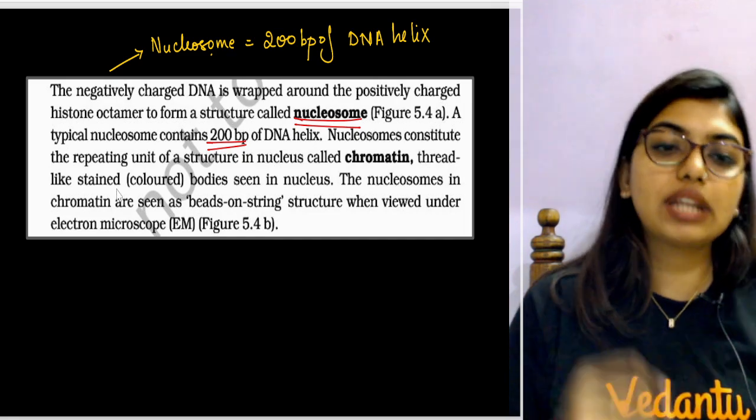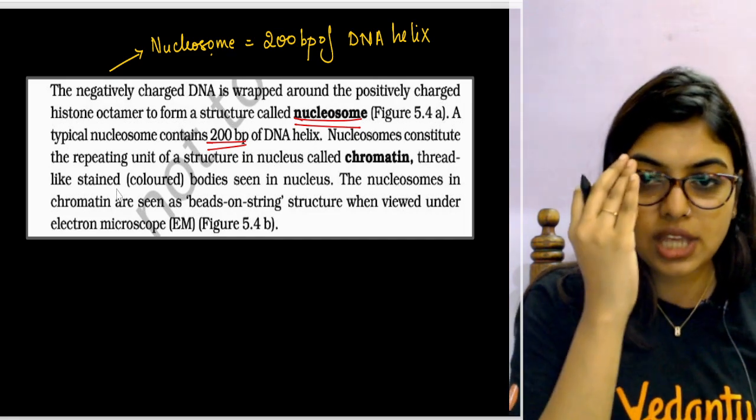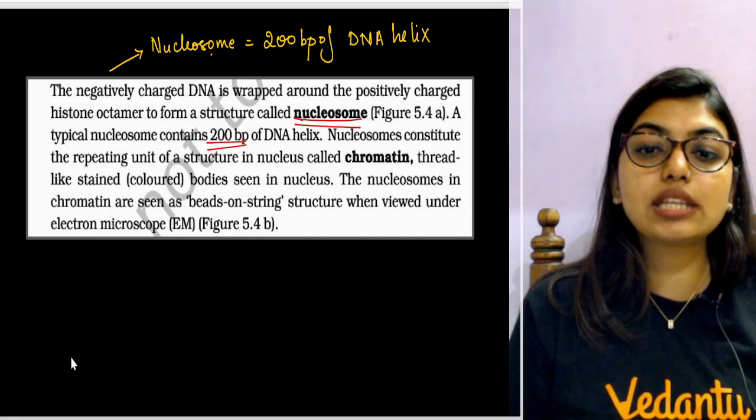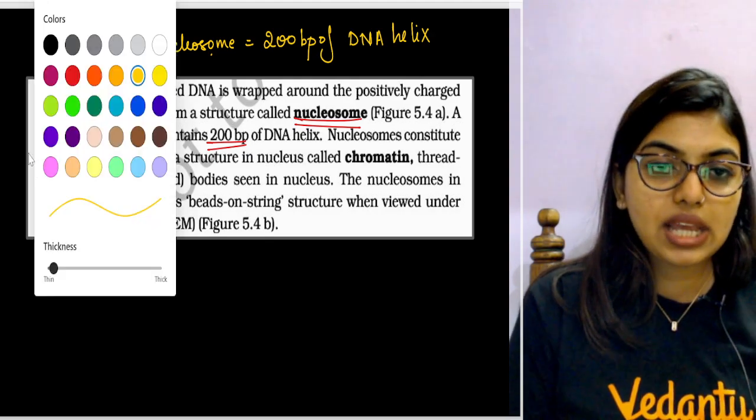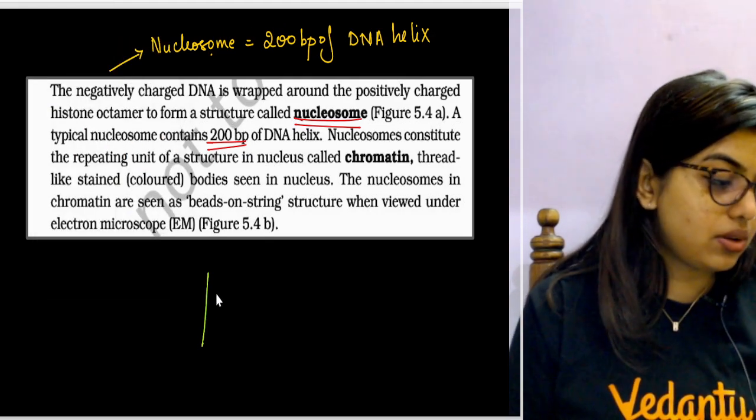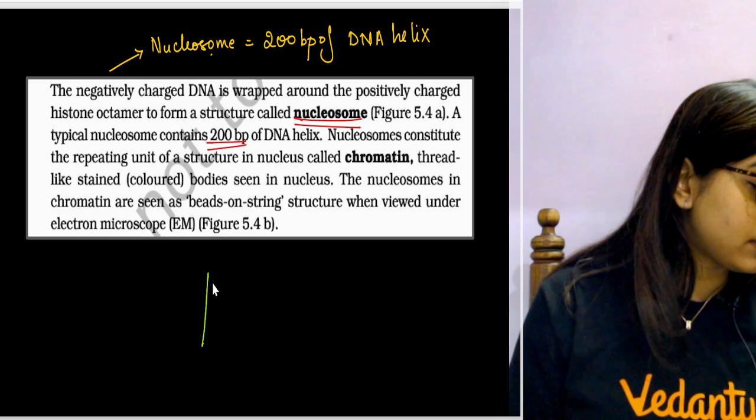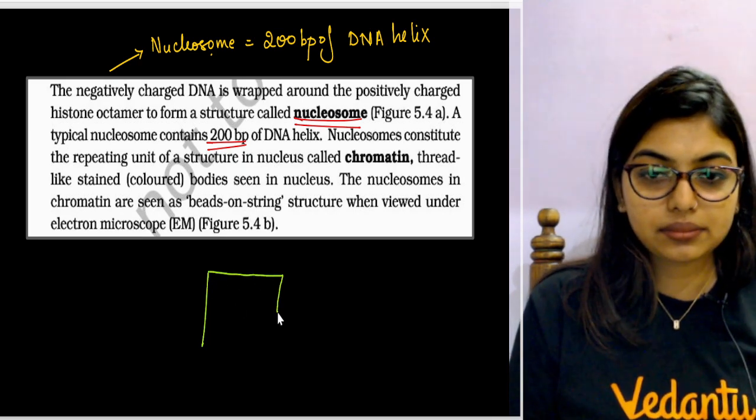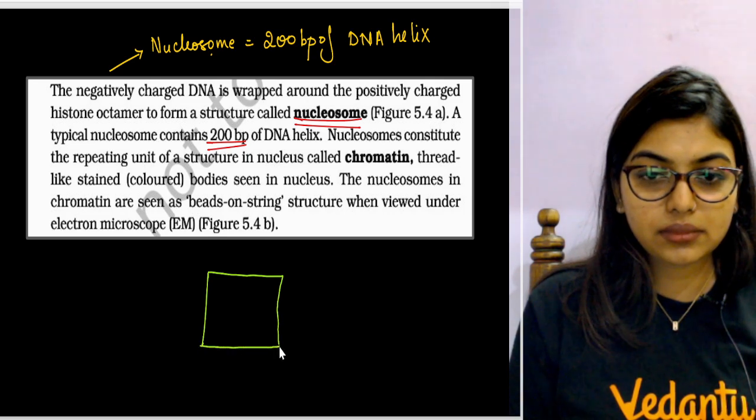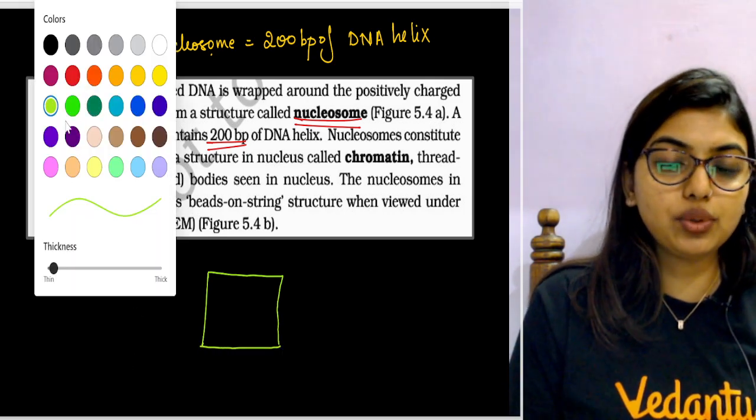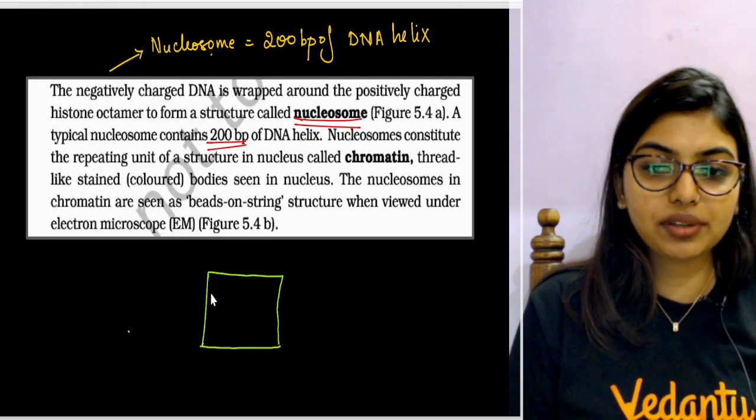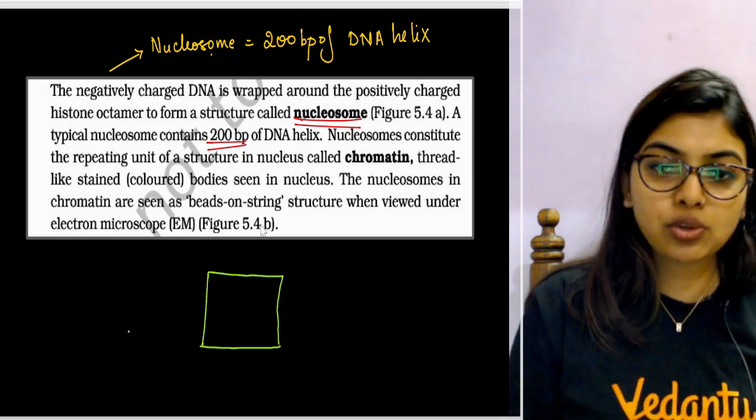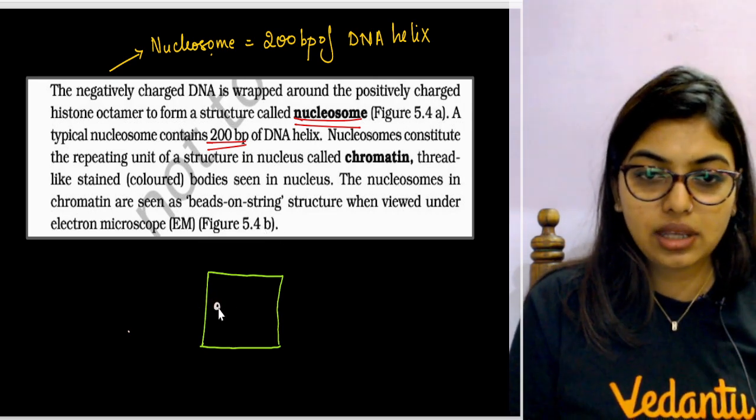I already showed you the thread-like stained colored bodies seen in the nucleus. The nucleosomes in the chromatin are seen as a beads-on-a-string structure. So students, let's say this is the microscopic view. Under the microscope, if you see, the beads are there, strings are there.